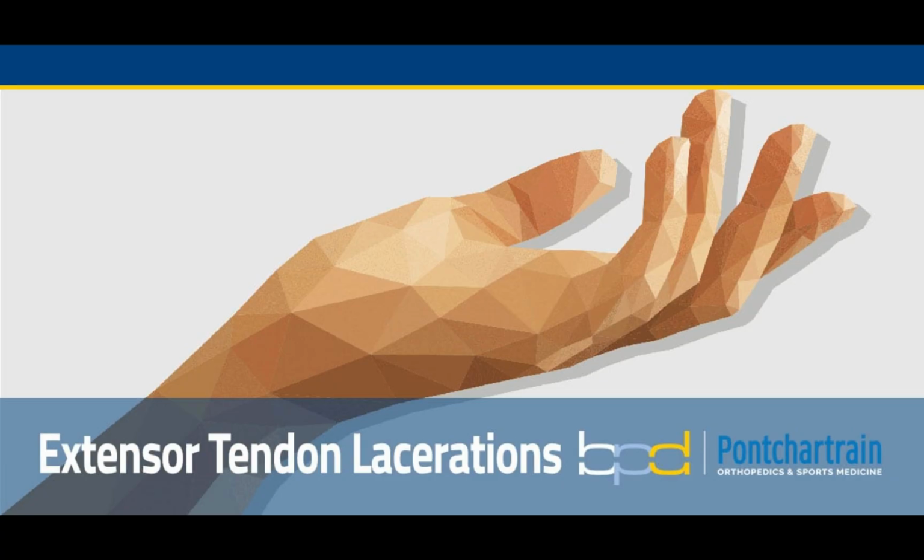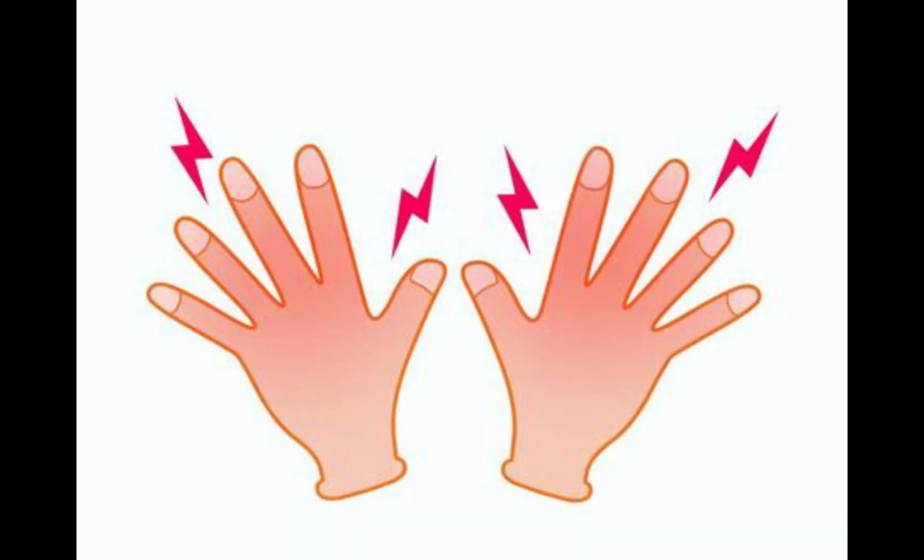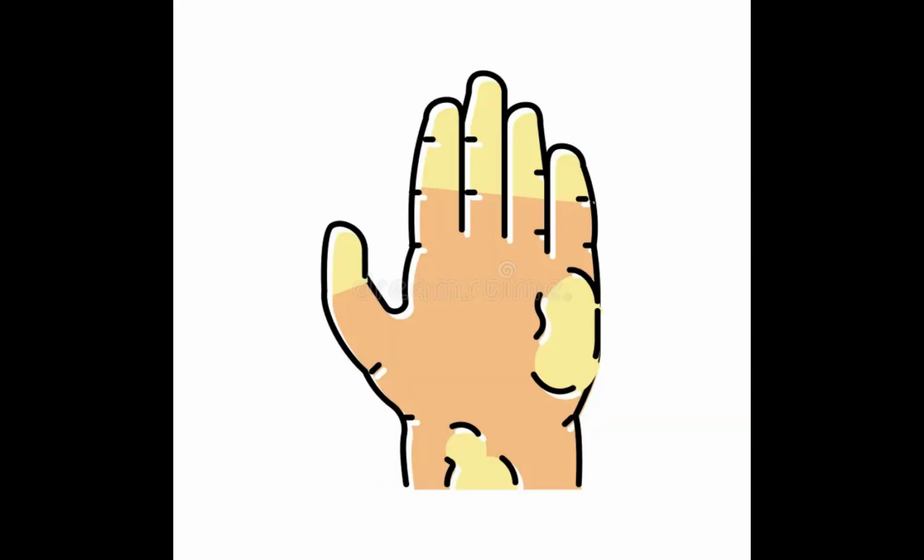Extensor tendon laceration. This occurs when the tendons that extend the fingers are cut, usually requiring intricate surgical repair and rehabilitation. It's less common than flexor tendon injuries. Hand fracture with avulsion. An avulsion fracture happens when a fragment of bone is pulled away by a tendon or ligament. This can be rare and often involves specialized treatments. We're now going to talk about rare hand illnesses.